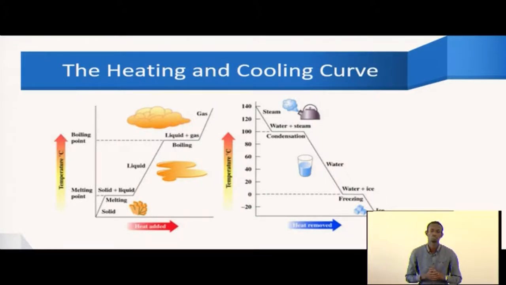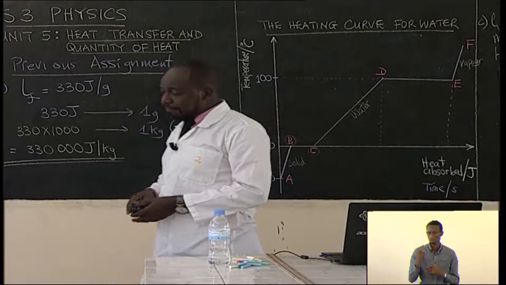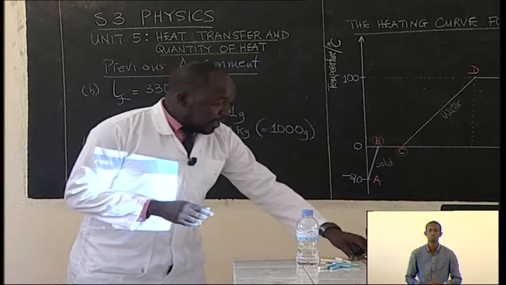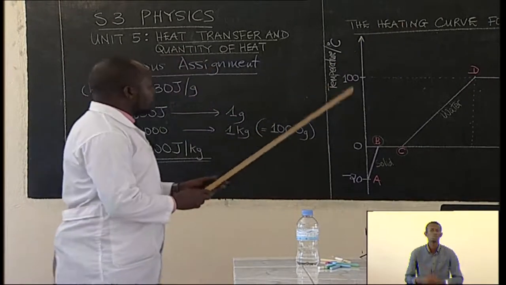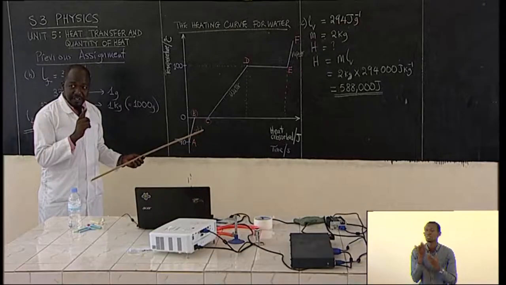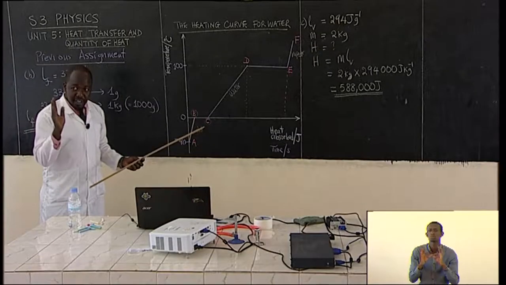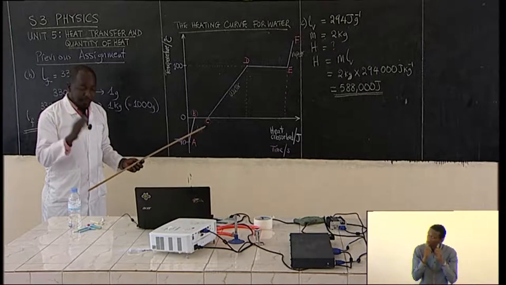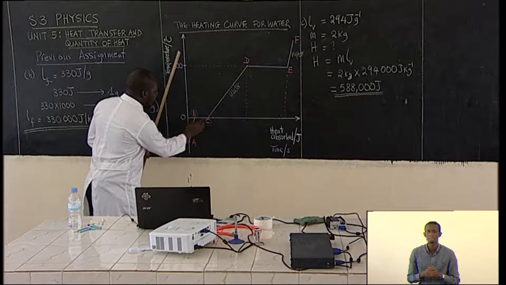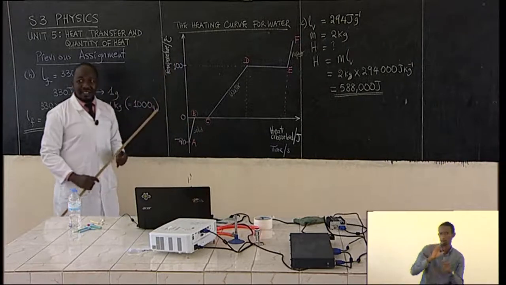Now, the next concept we want to look at is that many times people draw this graph wrongly. They sketch it wrongly. And this is very important. That is what I want to explain. Okay? If you look at the length of this line from B to C, look at that length from B to C.